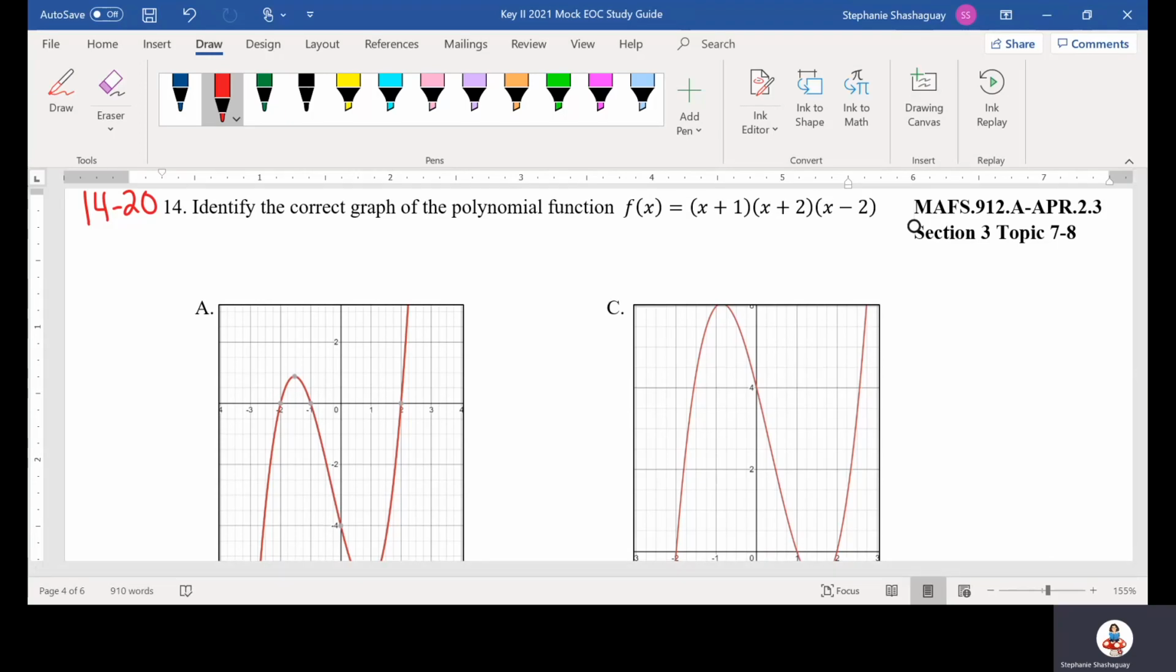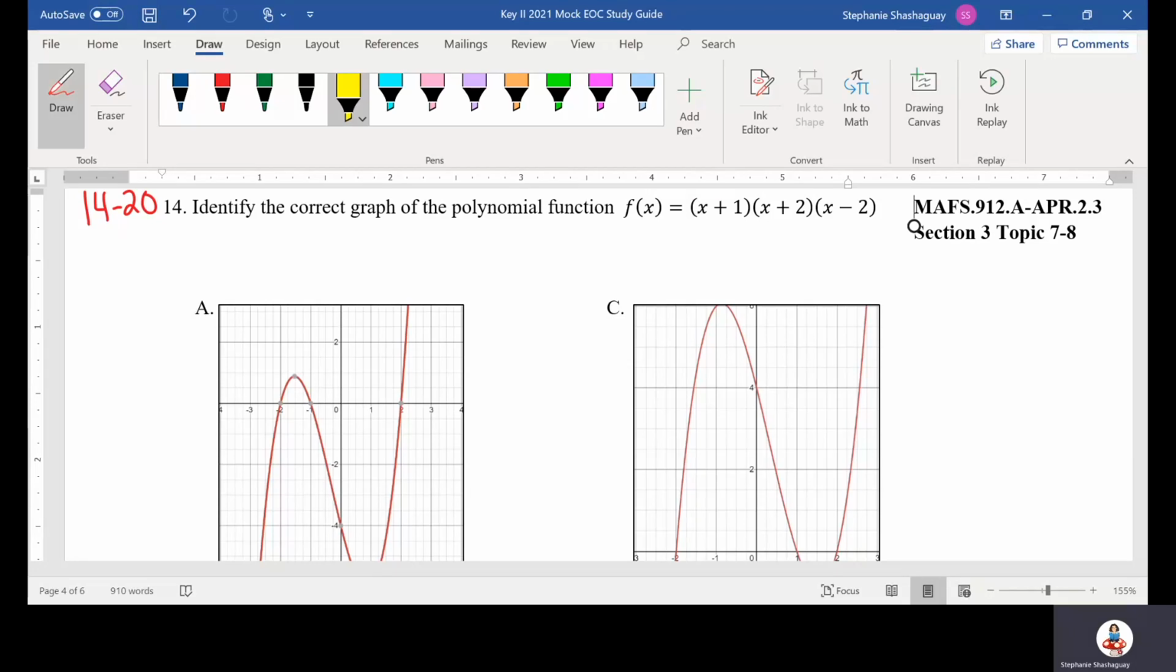We're given f of x equals x plus 1 multiplied by x plus 2 multiplied by x minus 2. This skill comes from section 3, topic 7 through 8. And even though we don't know how to graph a cubic function, which is what this is because we have 3 x's, we can use what we've learned to identify the key parts of this function.